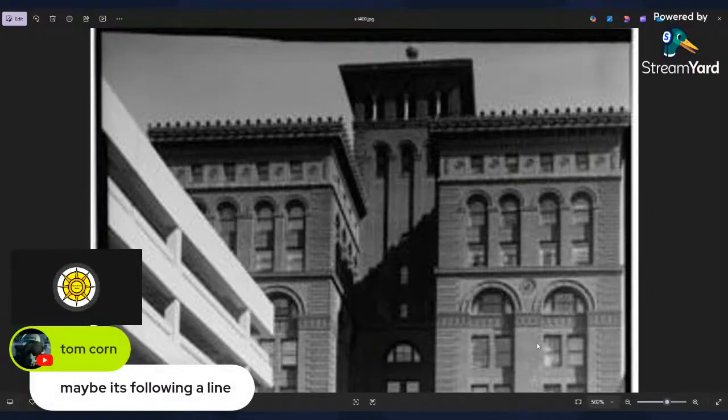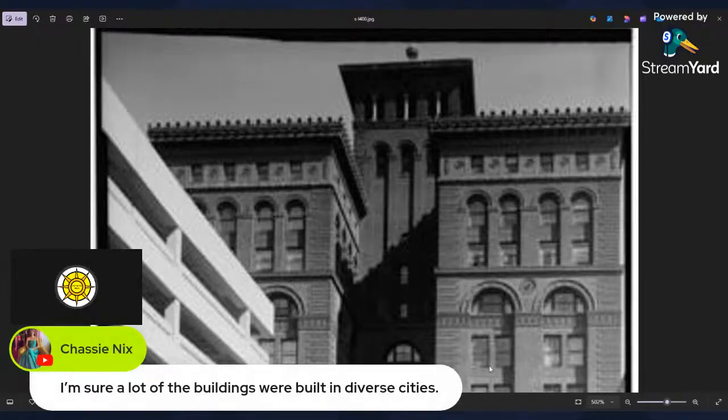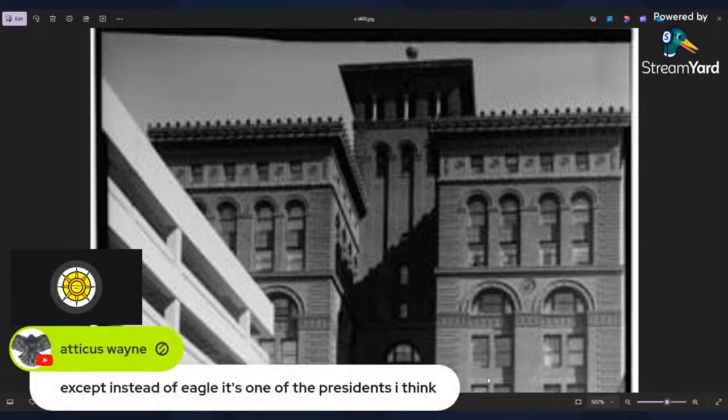Yeah, maybe it's following a line, Tom. I mean, I don't know for sure. But that's what makes it very, very interesting. Chassie with a great comment here. I'm sure a lot of the buildings were built in diverse cities. And there's probably many that were lost that had to be torn down over time for that very reason. So, Atticus, except instead of Eagle, it's one of the presidents, I think. Yeah, and there's no doubt that they've renovated them over time to change certain things.